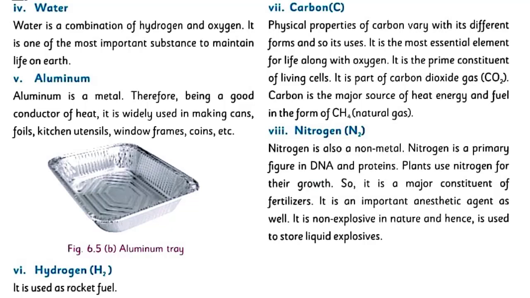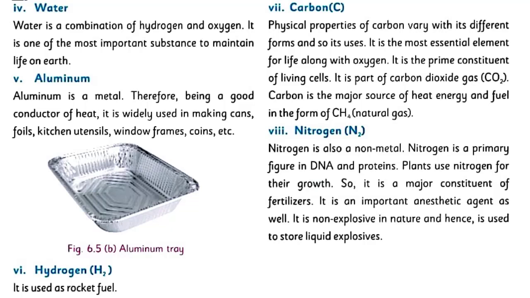7. Carbon. Physical properties of carbon vary with its different forms, and so its uses. It is the most essential element for life along with oxygen. It is the prime constituent of living cells. It is part of carbon dioxide gas. Carbon is the major source of heat energy and fuel in the form of CH4.